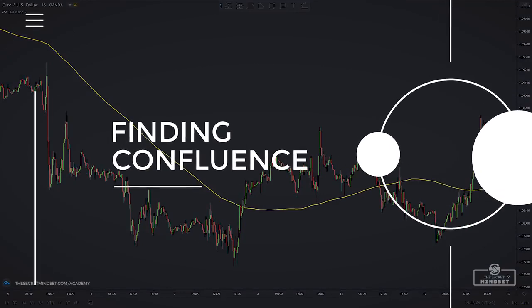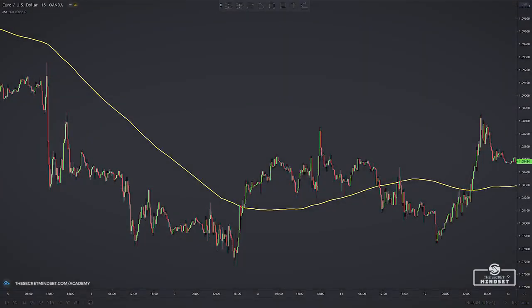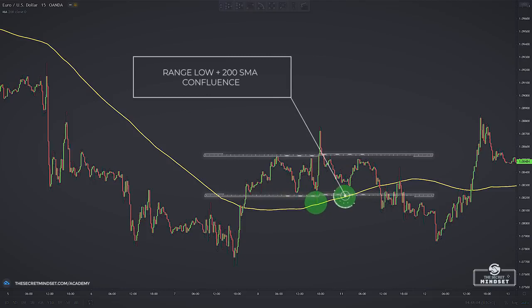Sometimes a chart can look messy, and it can be difficult to choose a range high and range low. It can be just as simple as picking the range that fits the best. Try different possibilities and see where and how the price reacts to a certain level. Also, look for confluence. If multiple important levels line up, it's more likely price will reject or bounce at that level. This confluence can include an important support or resistance level, or even a moving average if you use one.